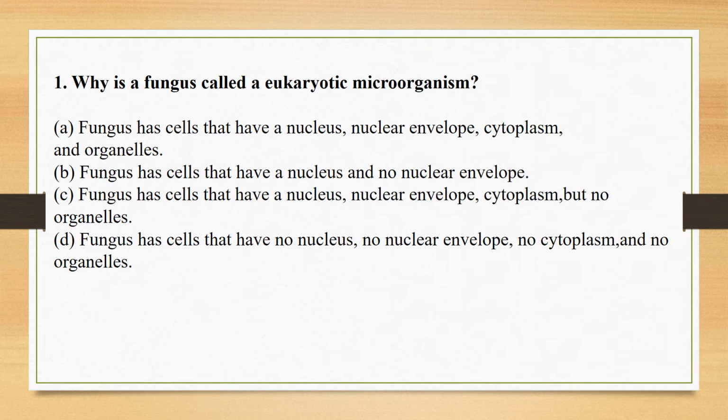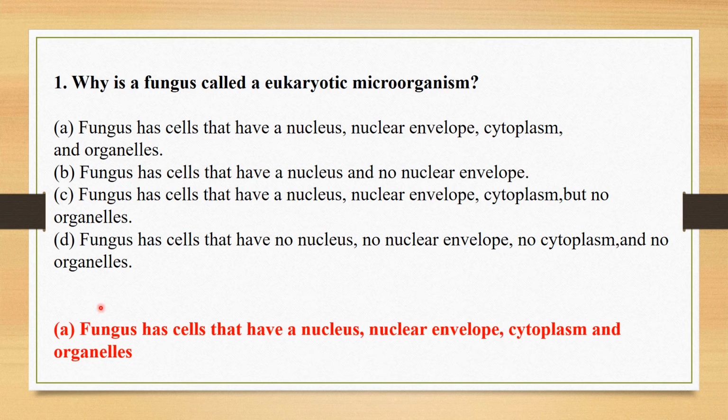The very first MCQ is: why is fungus called a eukaryotic microorganism? There are two types of organisms or cells, prokaryotic cells and eukaryotic cells. Prokaryotic cells only include the bacteria or kingdom Monera. Fungus is a eukaryote. What characteristics include the fungus in the eukaryotic organisms? What is the best answer amongst these?